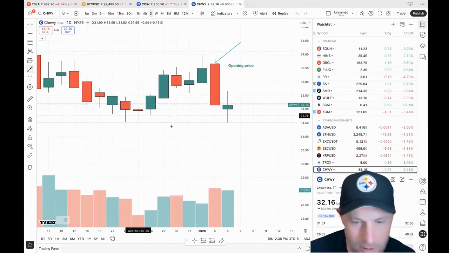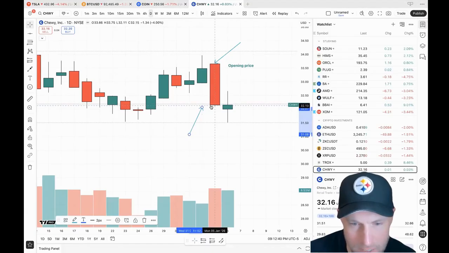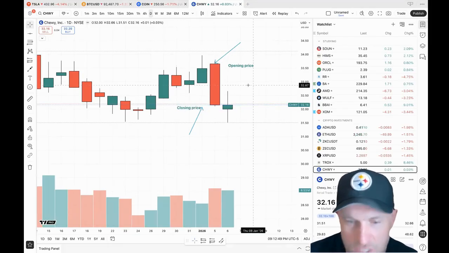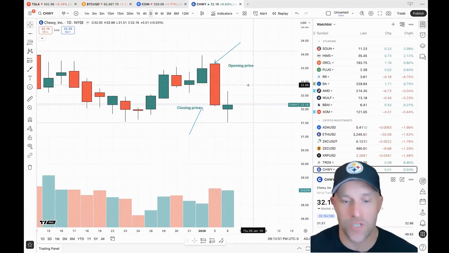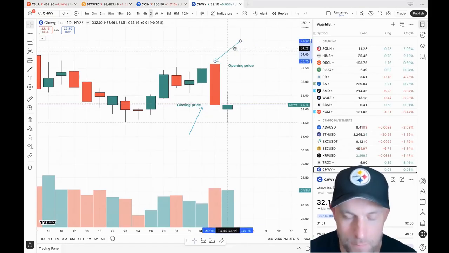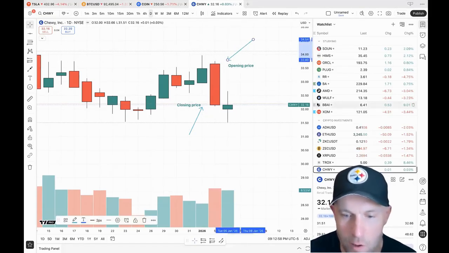So right here is where the price closes. So this is our closing price. Let me type this in here. Does that make sense? It's just the flip of what a bullish candle is. So this is our closing price. And then here's the thing. The upper wick and the lower wick don't change.